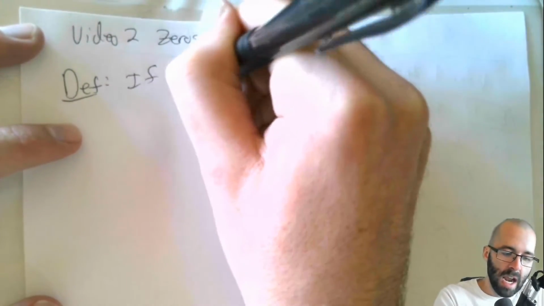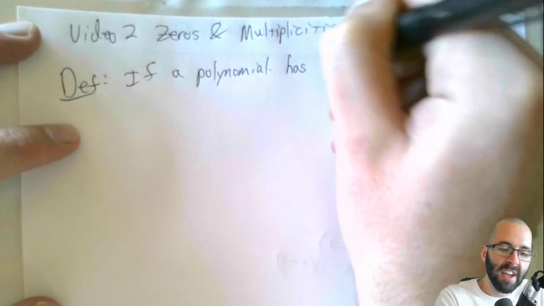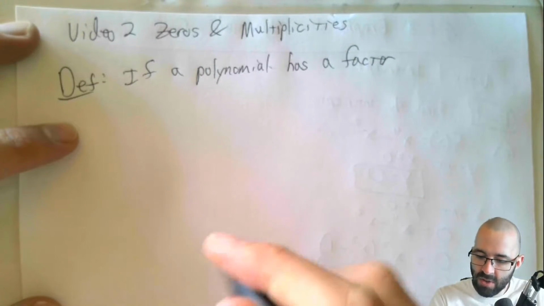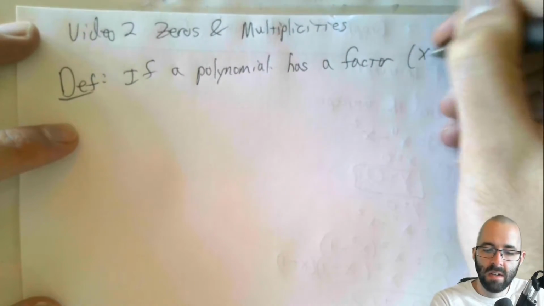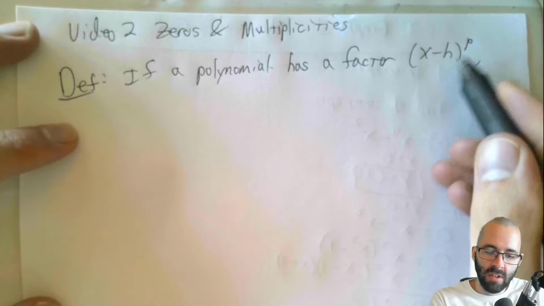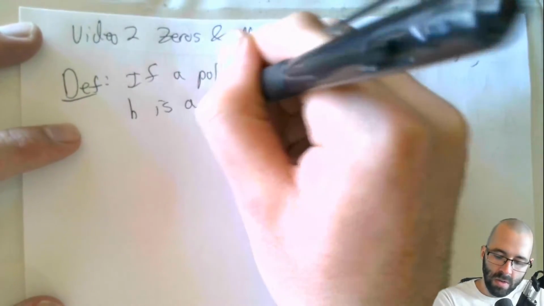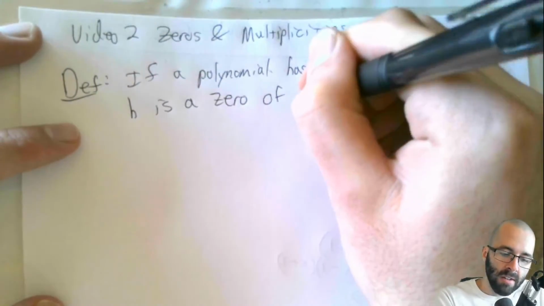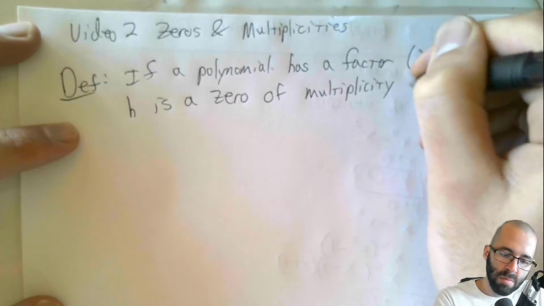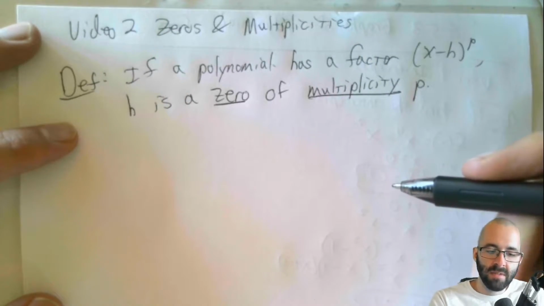If a polynomial has a factor (x - h)^p, so if there's a factor with a potential exponent, we say h is a zero of multiplicity p. All right, so that's the definition.